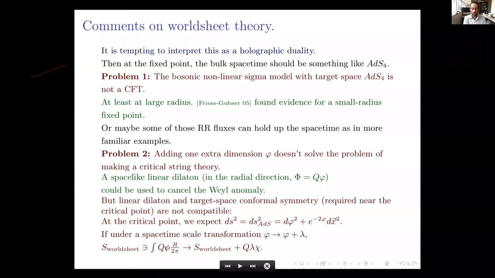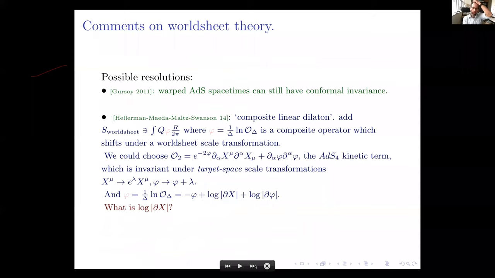And so I'm not sure what the resolution of this is. There's a paper by Umut Gursoy where he was studying critical points of holographic theories in XY and Ising universality class, where he showed that it's possible to preserve some conformal invariance in such a kind of non-critical string construction, which I still haven't absorbed entirely. A perhaps more conservative possibility is to have what you might call a composite linear dilaton. That is, add to the worldsheet a term which plays the role of this Weyl anomaly compensating field, but where this pink phi is instead a composite operator, like the log of some operator of definite scaling dimension. For example, the AdS4 kinetic term made of these fields.